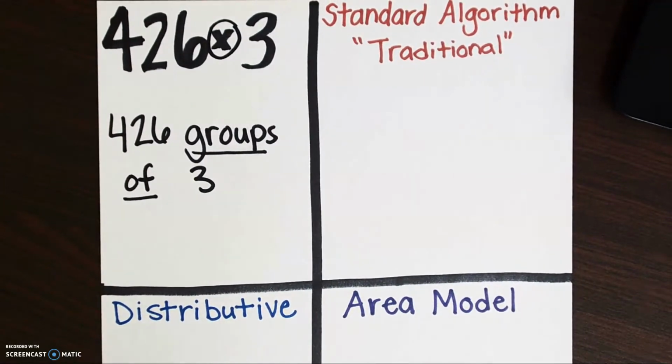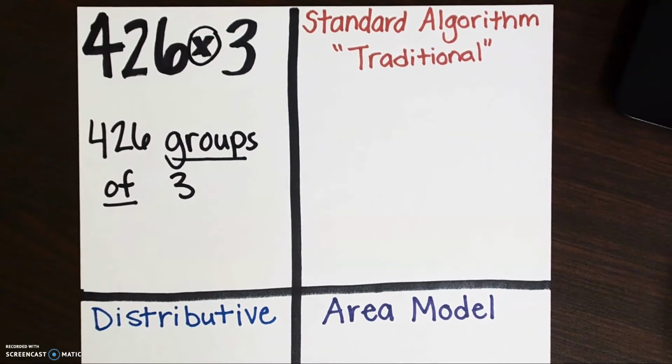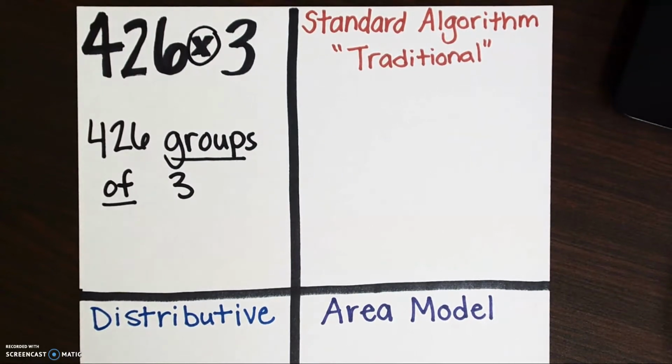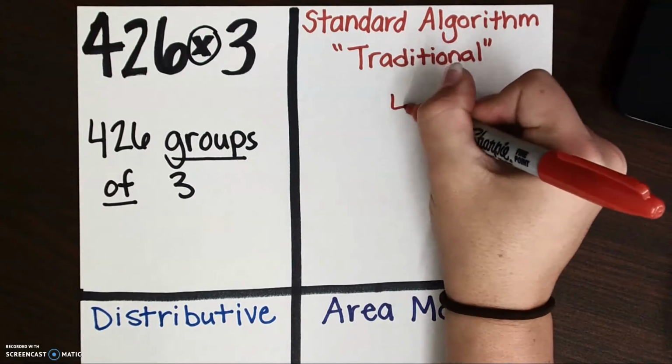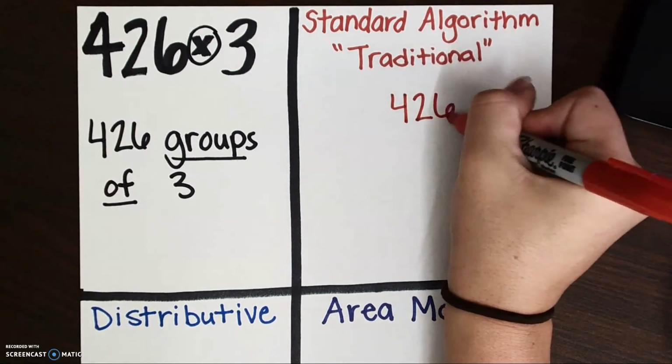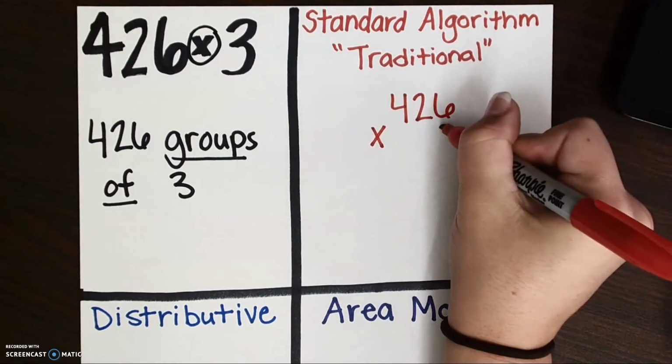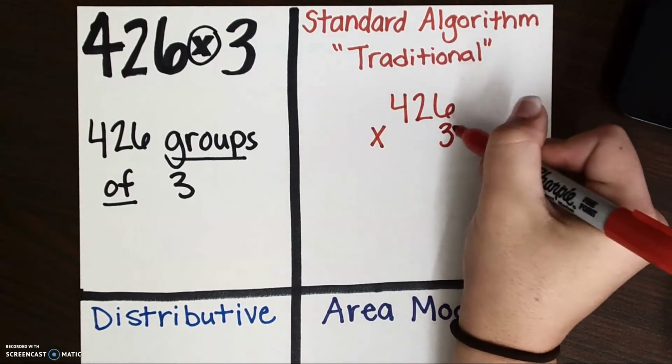All right, now let's look at the standard algorithm strategy. This is known as the traditional strategy. This is what your parents and your teachers all learned when they were in school. You need to set up the problem vertically. So 426 times 3. I'm going to put my 3 under my 6 because they're both in the ones place.